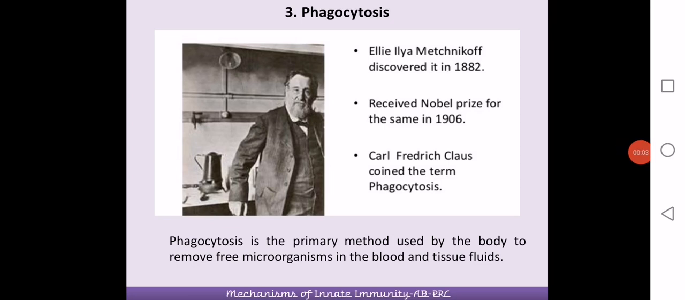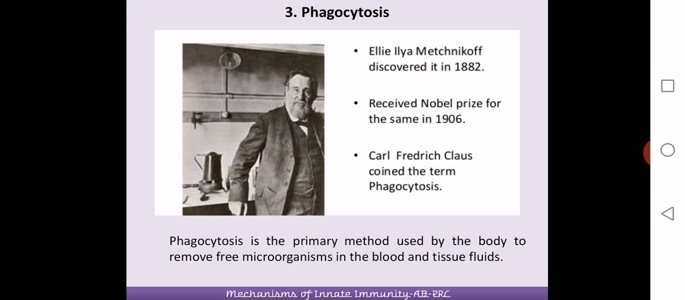Hello friends. The focus of discussion of this presentation is phagocytosis. This is listed as the third mechanism of innate immune response. Phagocytosis is a much familiar mechanism, and this is one of the most pioneer responses of the immune system, right?